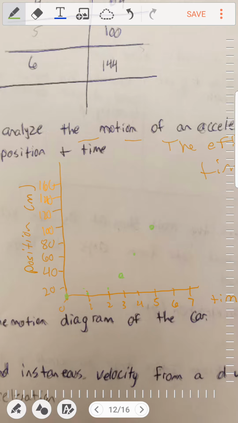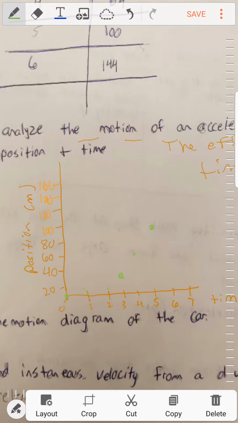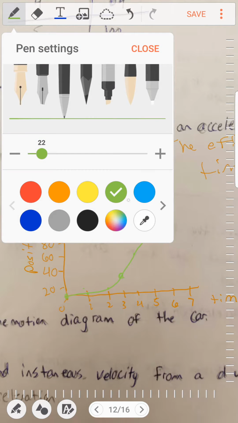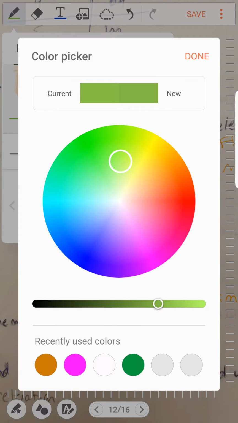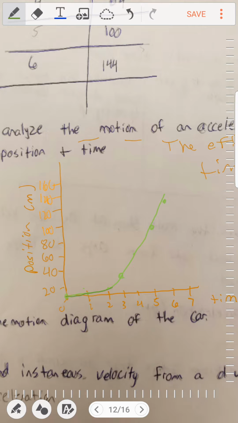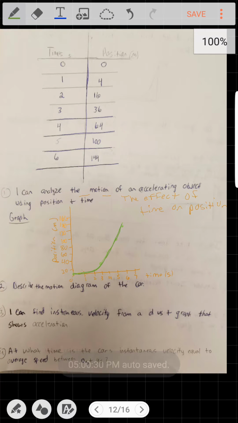And if we look, okay, now let's connect these lines. Oh, that's a terrible picture, so that's a terrible color. Let's get a different color. Okay. So here we are. Okay, so look at this right here. So I can analyze the motion of an accelerating object using position versus time. So I've got it labeled.